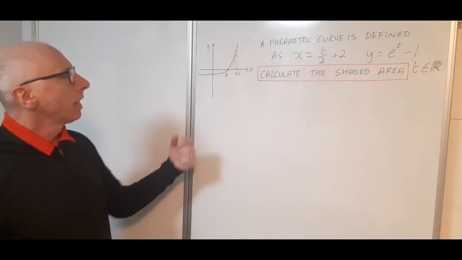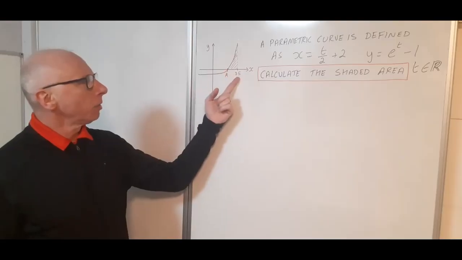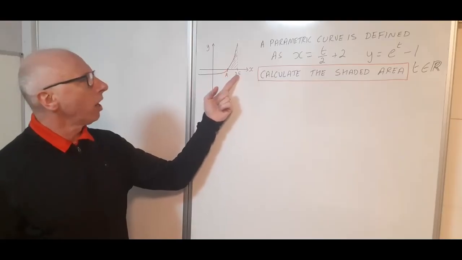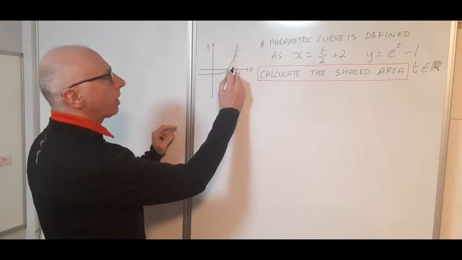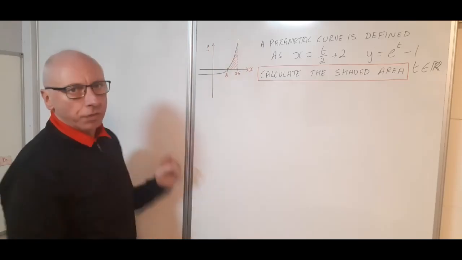So what we're given is a point A where it intersects the x-axis. We've got this point here at x equals 3.5. So we want to calculate this shaded region here between the x-axis and the curve.